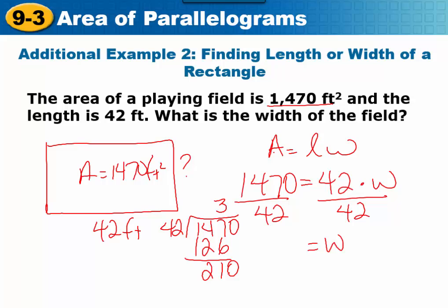And now 42 goes into 210. I bet that goes 5 times. So 5 times 2 is 10. 5 times 4 is 20, plus 1 gives us 21. Remainder of 0. So that tells us that our W is 35, but in this case, because it's just a distance, it's just 35 feet, because I already have an answer that has feet squared on it. So sometimes you may have to work the problem in reverse and find the missing part. So that's what we do with rectangles.